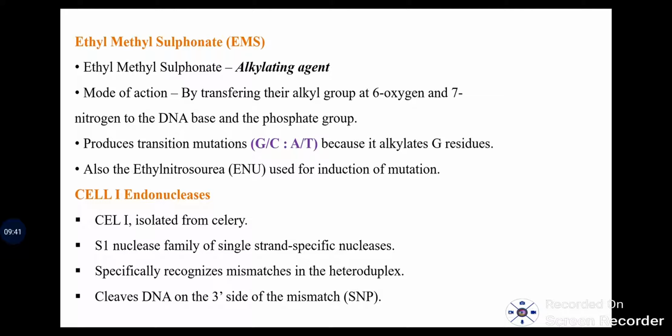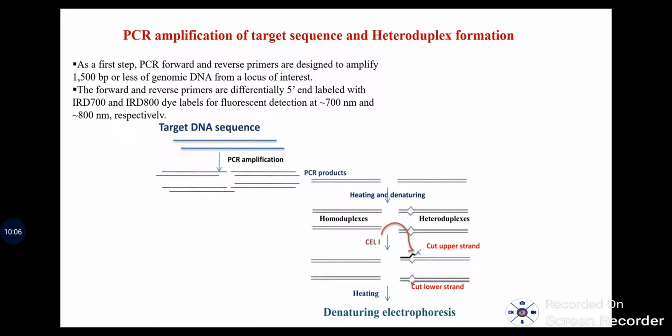Then the second chemical is CEL 1 endonuclease. As I told you, this is an enzyme taken from celery. S1 nuclease is generally called the family of single-strand specific nucleases, which specially recognizes mismatches in the heteroduplex. This cleaves DNA on the 3-end side of the mismatch, single nucleotide polymorphisms. This I have explained already. For better understanding, just refer to this figure.